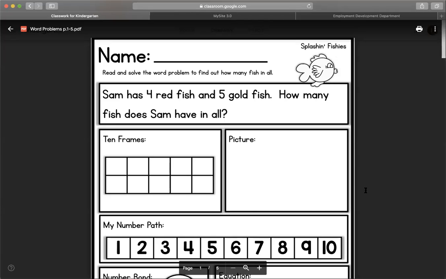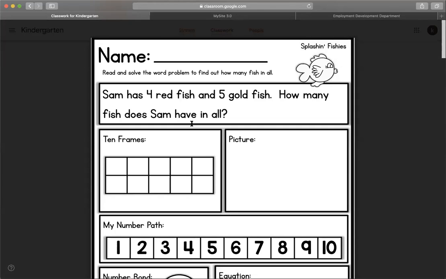If you were able to print this first worksheet that's shown in front of you, great. If not, it's okay. You can use a separate sheet of paper. Okay. We're all gonna do this together.